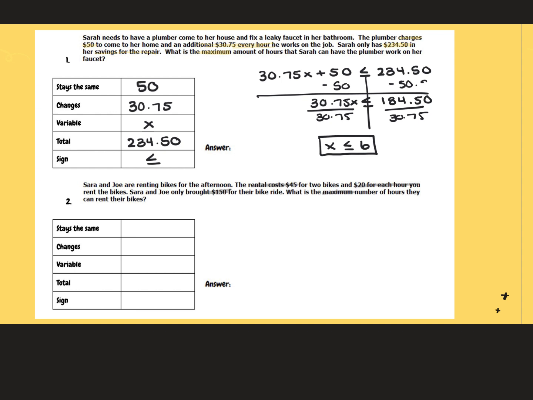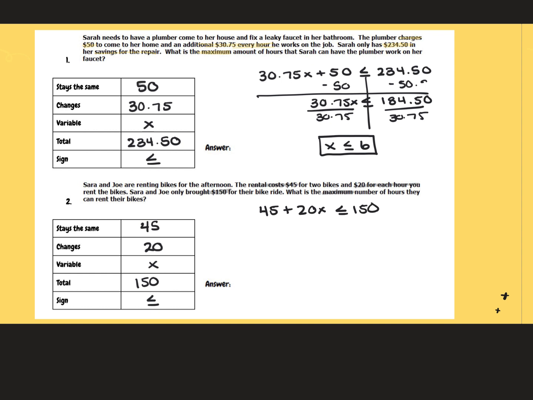All right, so what stays the same? The rental cost of $45. What changes? That it's $20 per hour. We can again use x or any variable. We know that Sarah and Joe only brought 150, and we're using less than or equal to again. So we have 45 plus 20x is less than or equal to 150.